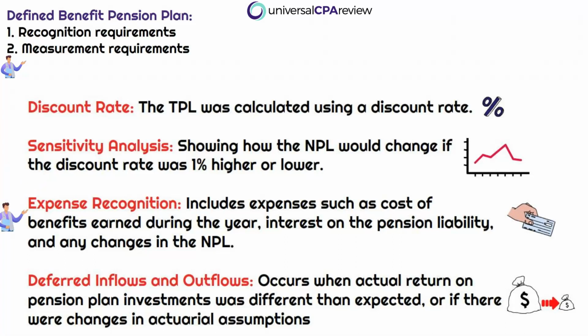Expense recognition. Franklinville would recognize pension expenses on its accrual-based financial statements. So this expense would include things like cost of benefits earned during the year, interest on pension liability, and any changes in the net pension liability due to changes in benefit terms or differences between actual and expected experiences. All right, and last but not least, we have deferred inflows and outflows. So if Franklinville's actual return on pension plan investments was different than expected, or if there were changes in actuarial assumptions, then these would be reported as deferred inflows or outflows of resources.